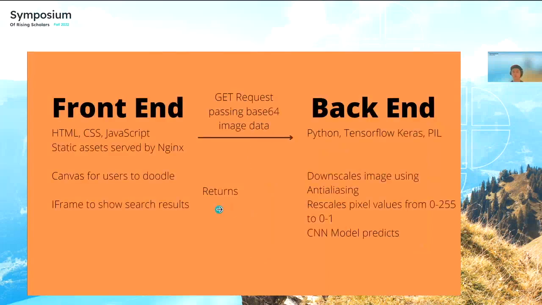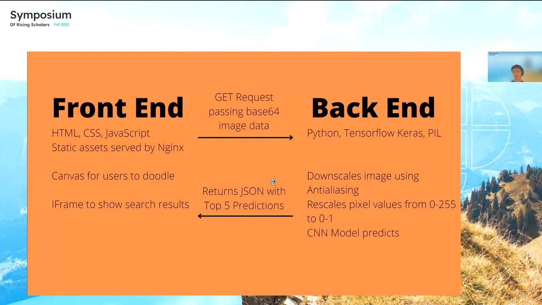So for the website part, the front end is built with HTML, CSS, and JavaScript. These static assets are served by Nginx, and the JavaScript is responsible for the canvas that I was drawing on, and it also is the part that sends requests to the backend in the form of a GET request that passes the base64 image data, which is decoded by Python's image processing libraries. I specifically used PIL, which is Python's imaging library, and I used TensorFlow for the actual machine learning model.